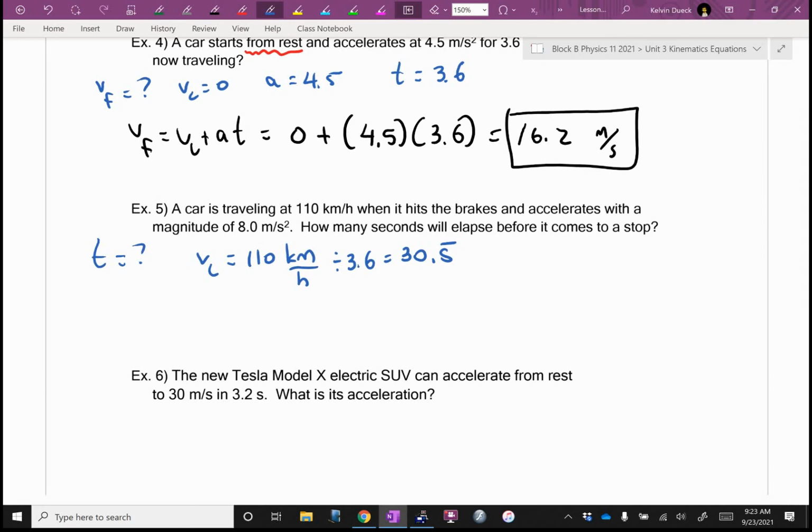Okay, I got VI. What's that 8? How do I know? Ooh. I got VI, I got A. That's only 2 things. I need 3 things to find the 4th. I guess I can't solve this. Or can I? What's VF? How did you figure that out? I should have underlined that. That's a physics phrase as well. Comes to a stop.